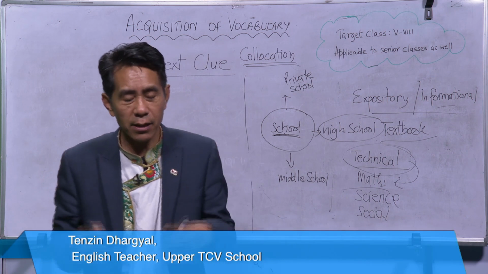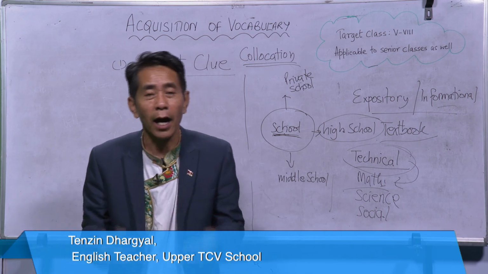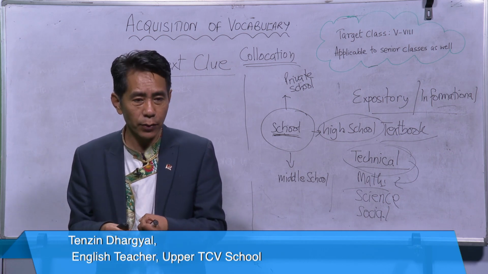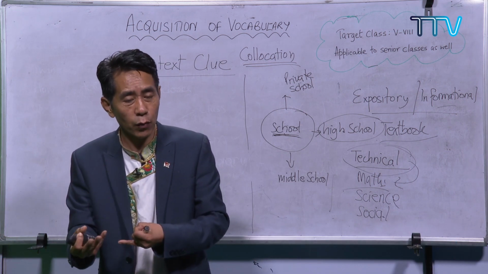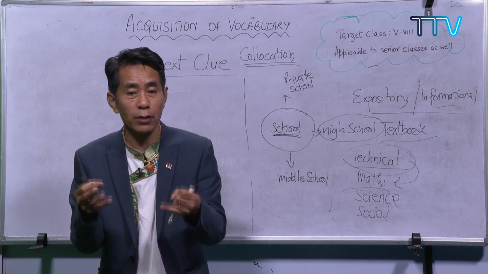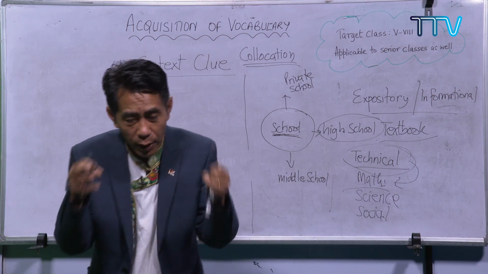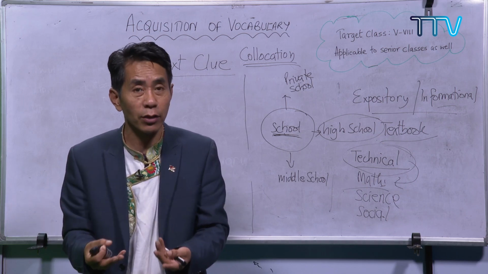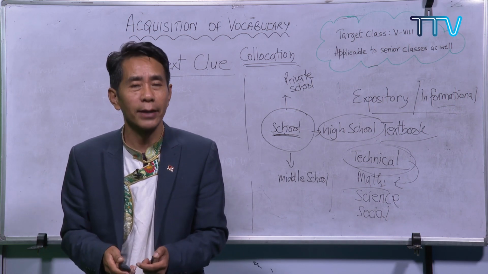In my two sessions, what did I cover? I covered context clues. I want you to use this: before relying on the dictionary, try to get the meaning of a difficult word by looking for the context clue. And in this session, I talked about collocation, the different ways of enriching your vocabulary.